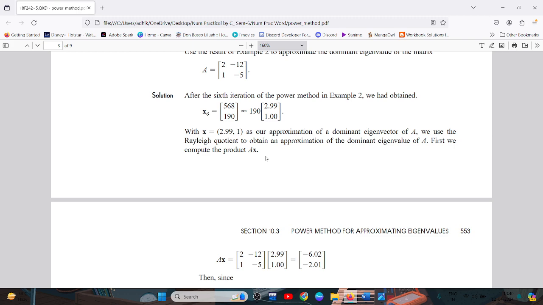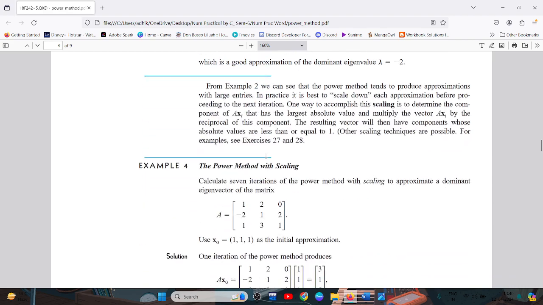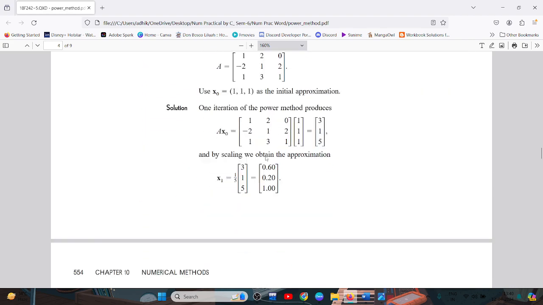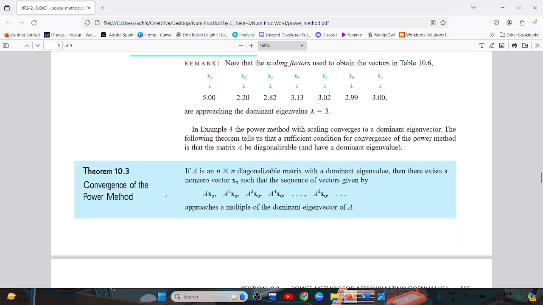And this power method involves scaling and so on. This is the convergence of the power method.